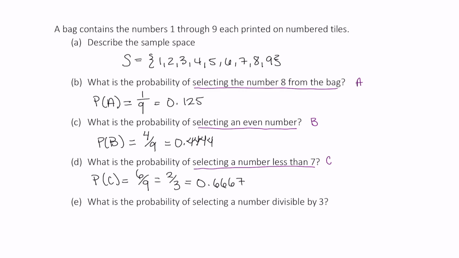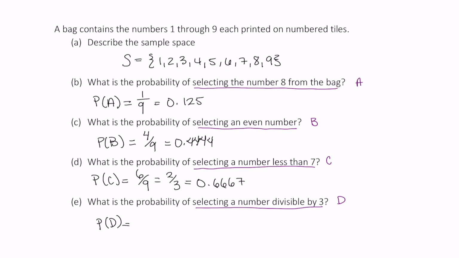Finally, let's look at part E. What is the probability of selecting a number that's divisible by 3? So we're going to name this event, selecting a number divisible by 3, event D. And the probability of event D is equal to, well, now in this case, a number divisible by 3 is our success. So 3 is divisible by 3, 6 is divisible by 3, and 9 is divisible by 3. 1, 2, 4, 5, 7, 8 are not divisible by 3.